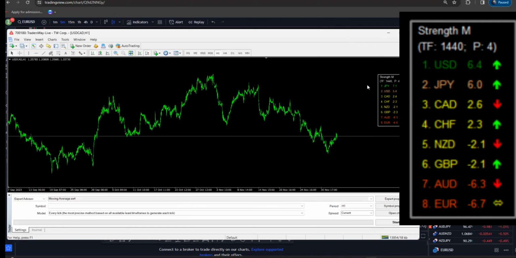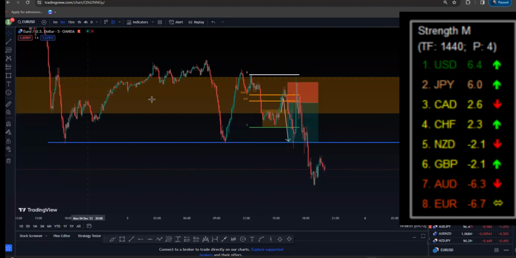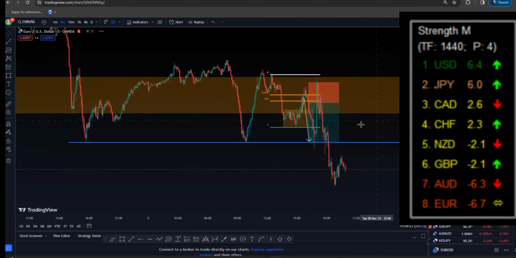If we check our numbers here, check our market direction here for the day. Euro is sitting at -6, and then US dollar +5. That means Euro USD is going to sell in a day today. Okay, more especially on this trading session here, which is New York.